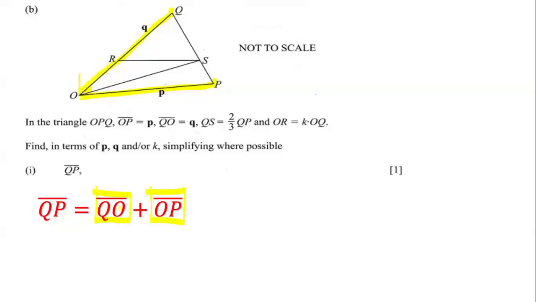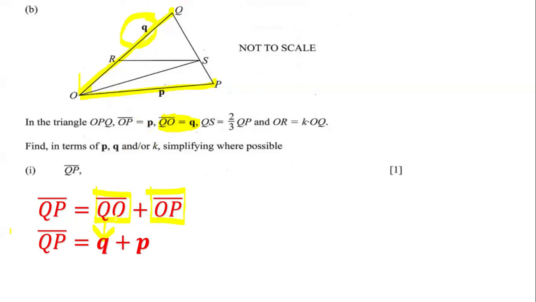Now, what is QO? They said it right there. QO is equal to Q. That's what we know here. So let's put that there. QO is equal to Q, and we have it right there on the diagram, QO in this direction.